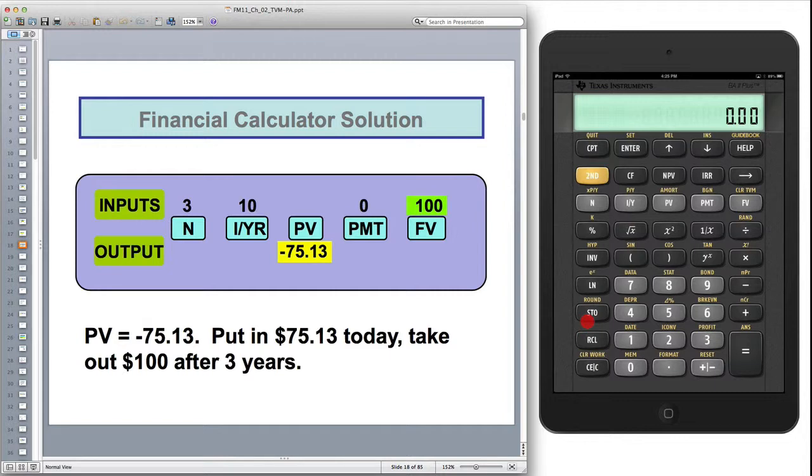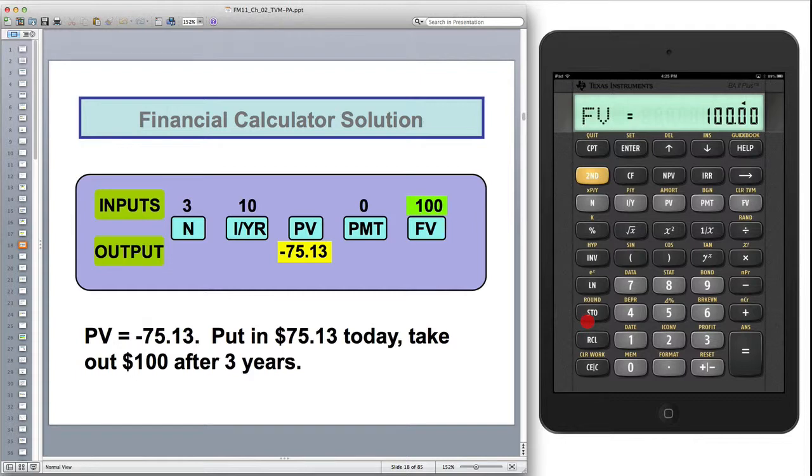N equals 3. N is 3. Once again, you hit the number first and then the associated key. Interest per year is 10%. Payment is 0. There's no periodic payment there. And the future value is plus 100. Why? Because we will get $100 at the end of 3 years.